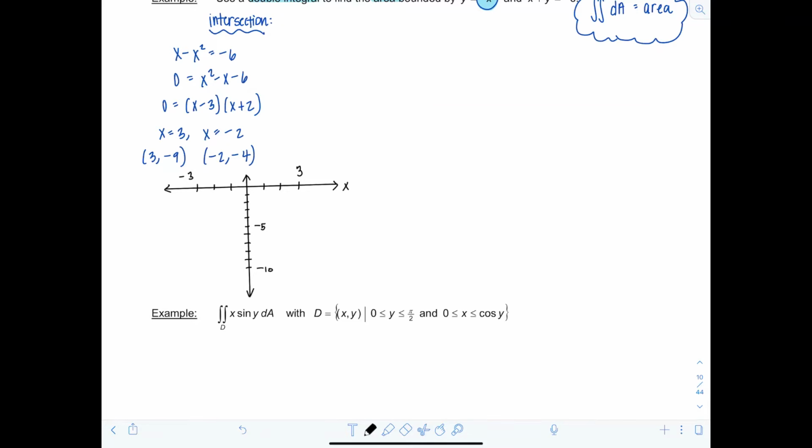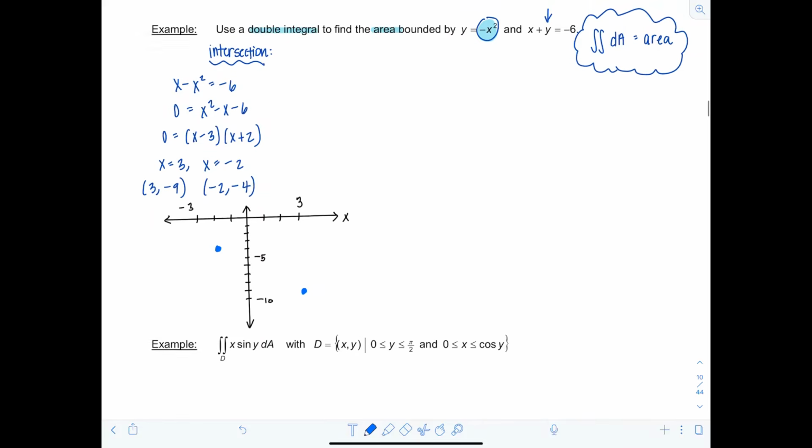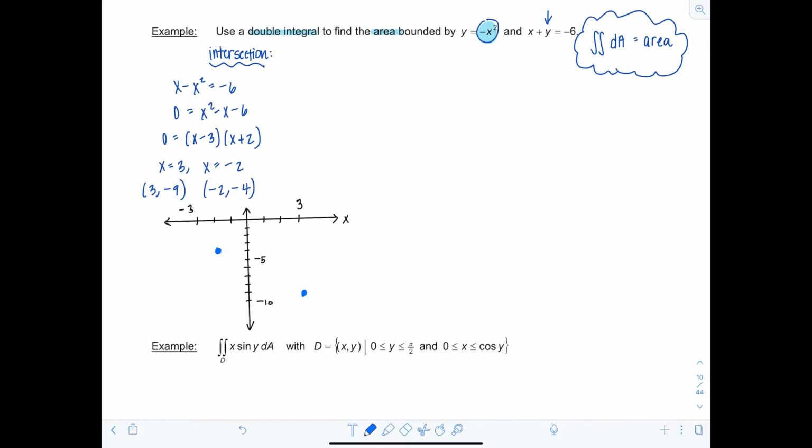Okay. So negative x squared, that's no big deal to graph. And then let's make sure it's going to intersect the line nicely. So we have (3, negative 9). And then we also have (negative 2, negative 4) as another point of intersection here. And then looking back, I can tell that the y-intercept of this line is going to be negative 6. So let's just add that in for good measure. Okay, so that's x plus y equals negative 6.